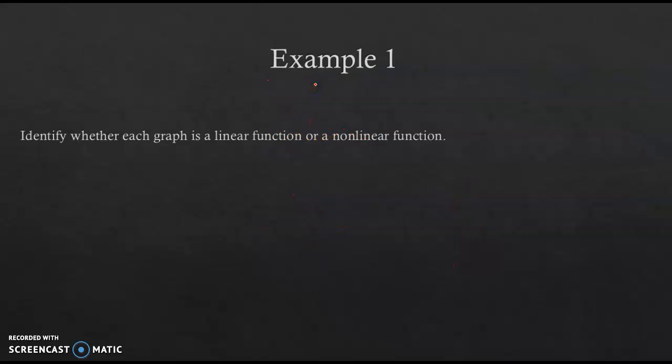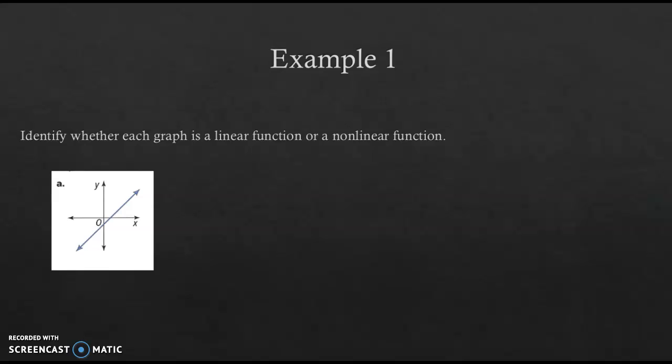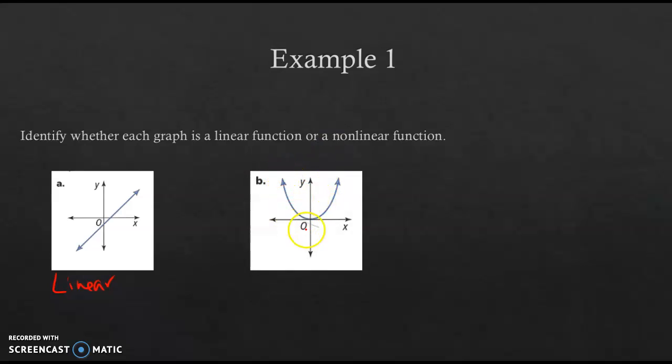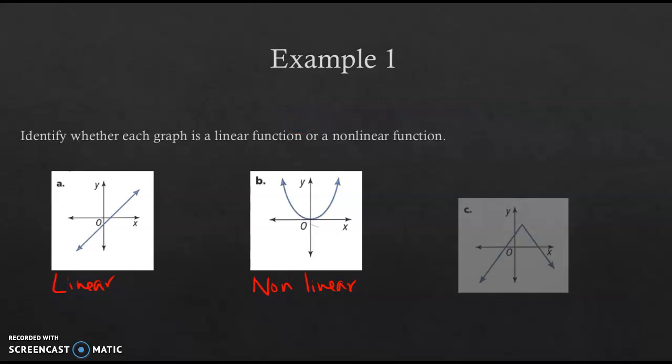Alright? So, example 1, we want to identify whether the graph is a linear function or a nonlinear function. So I'm looking at A. It is just increasing. There is no other type, and so this is what we call linear because it is a line. B, we're decreasing and then we're increasing. And so this would be nonlinear because it's not one straight line, it's actually a curve. Therefore, it is nonlinear. It's not a line.